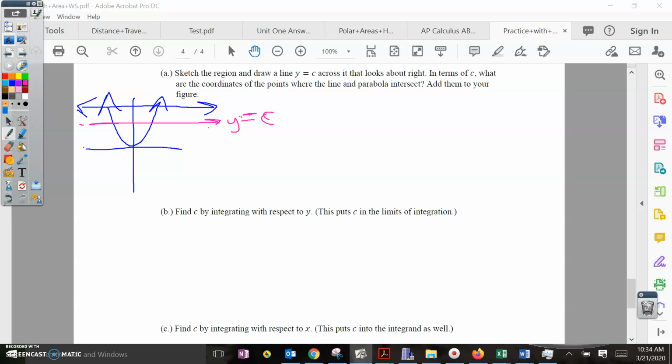Okay. In terms of c, what are the coordinates of the points where the line and the parabola intersect? Add them to your figure. So we're talking about these 2 points here and here. We know that the y coordinates of these points are both c. And so the x coordinate on this side is going to be, since this is the parabola y equals x squared, the square root of c. And then on the other side, it's going to be negative square root of c. So those are our 2 points.